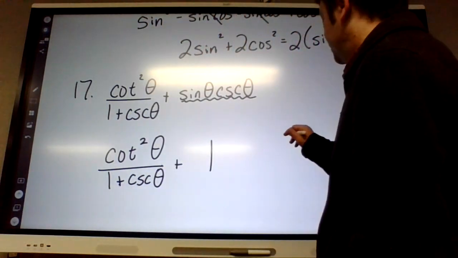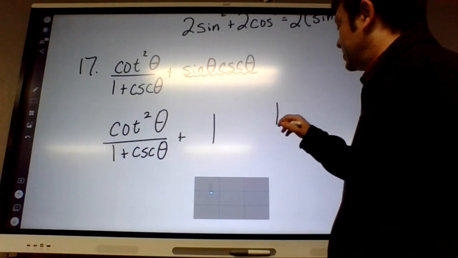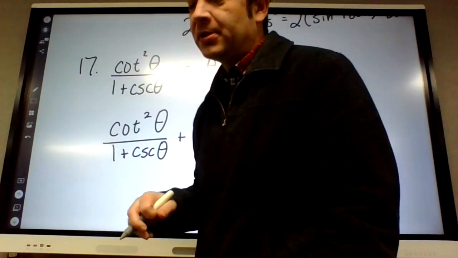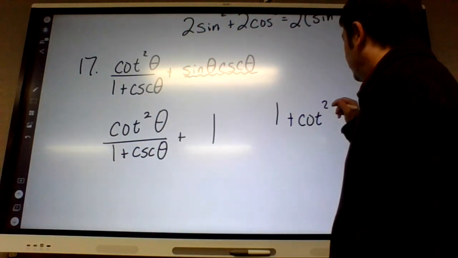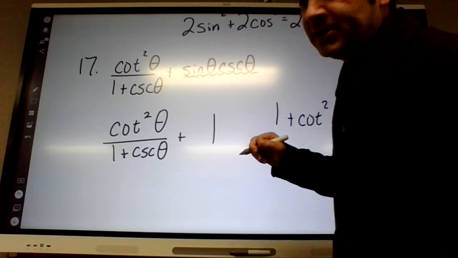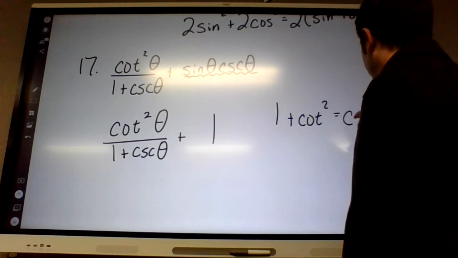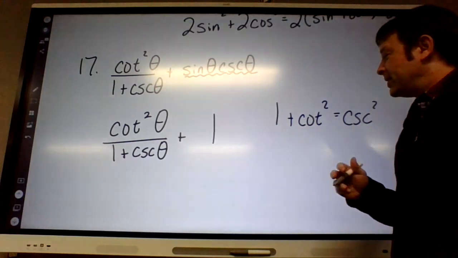Let me write it out. This one's a hard one. I hope 18 is not this hard. 1 plus cotangent squared. It is. You don't know. I just looked. You don't know how to do this one, so how do you know? Okay, anyways.